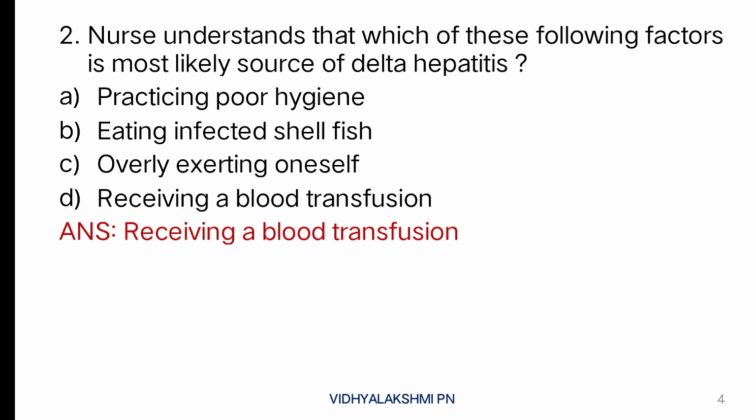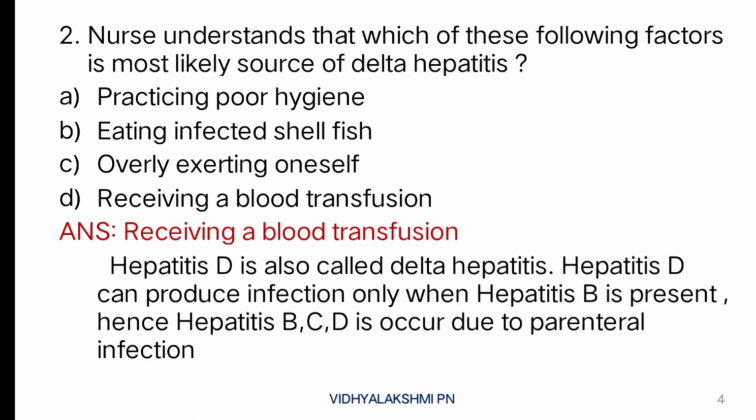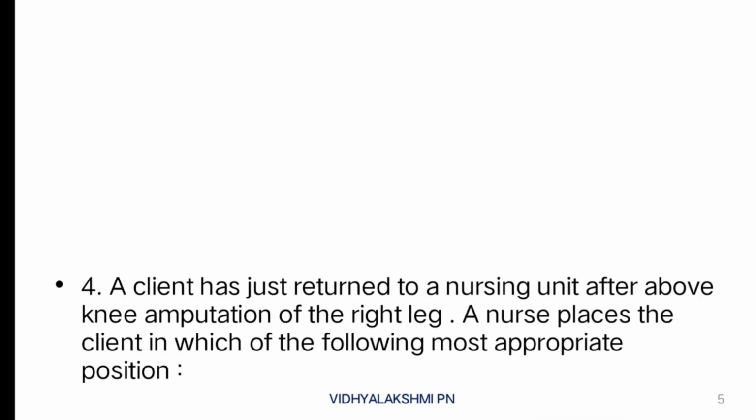According to this question, the most likely source of delta hepatitis is receiving a blood transfusion. Hepatitis D is the same as hepatitis B and C, and occurs due to parenteral infections like intravenous fluid infection. So according to this question, the answer is option D, receiving a blood transfusion. Okay, let's move on to the next question.